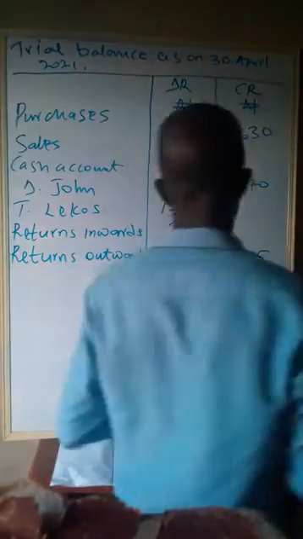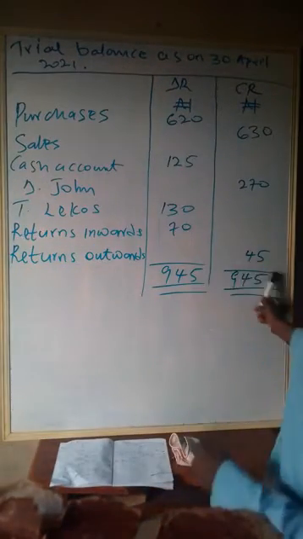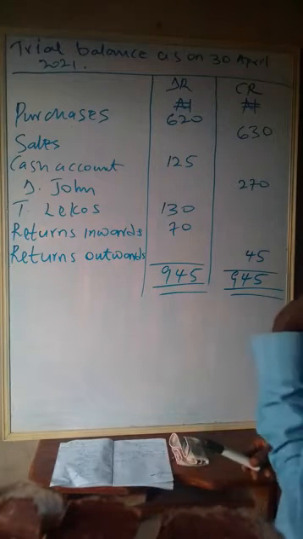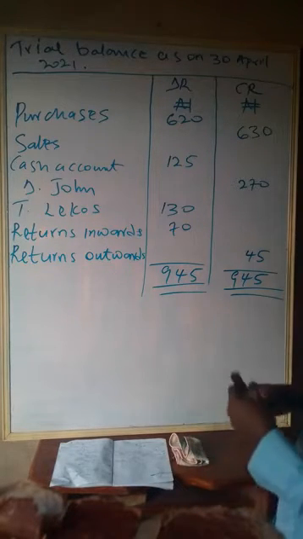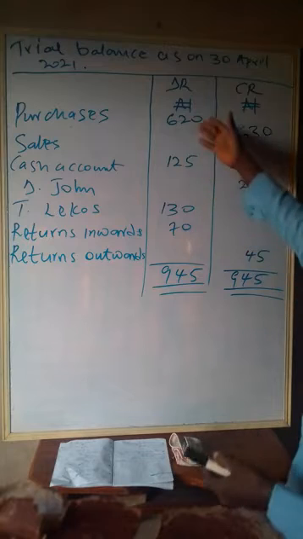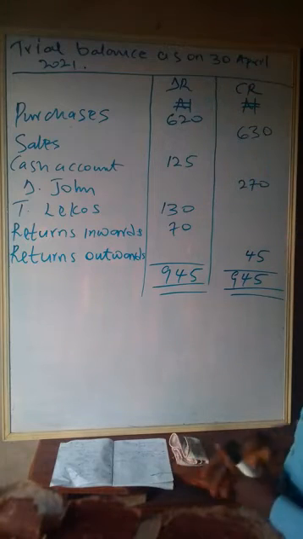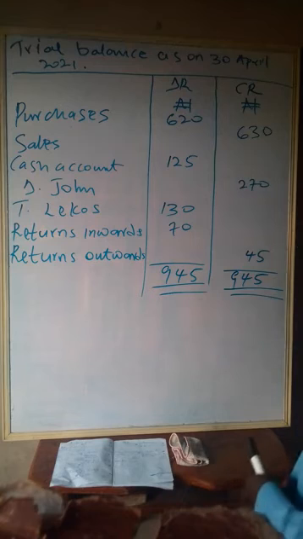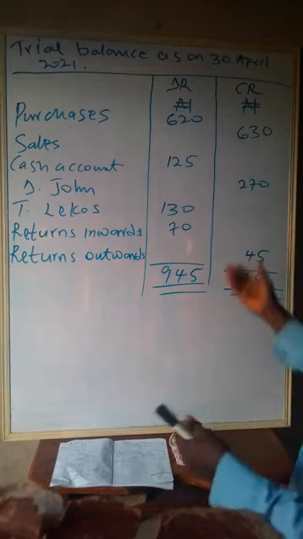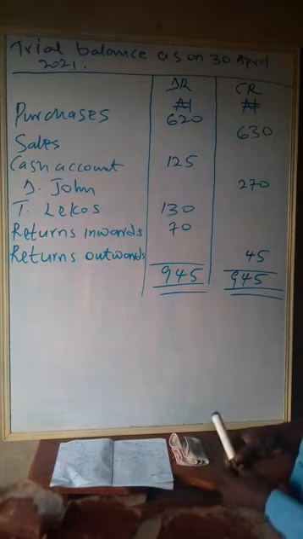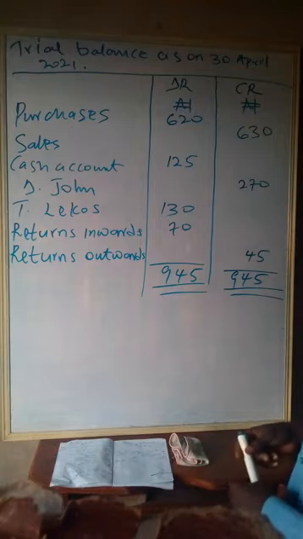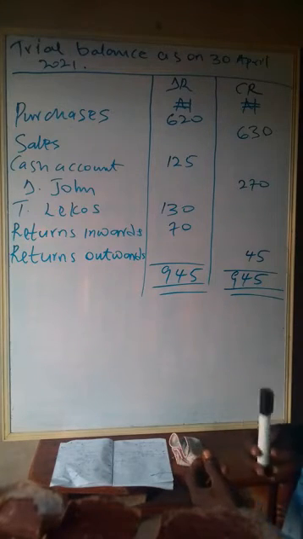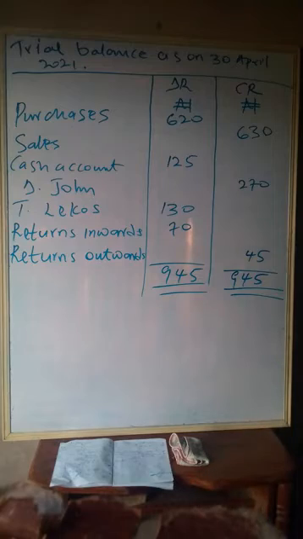So that is that. It has to balance. Credit side and debit side must balance. And that is a trial balance. From here, we now present our P&L, starting from sales to purchases, then to all the expenses, and the balance sheet.